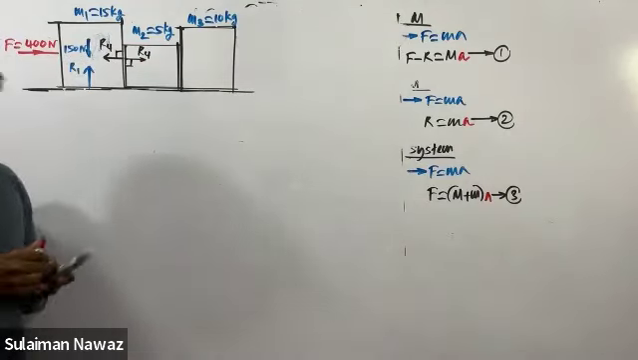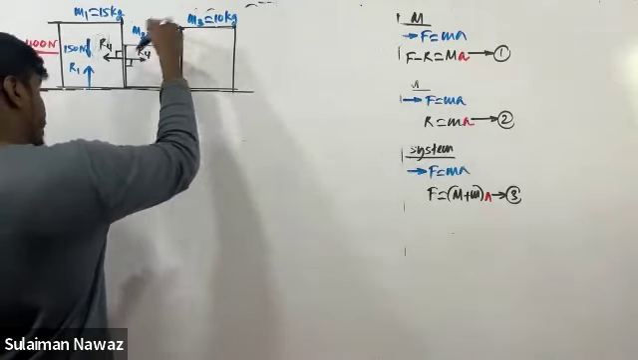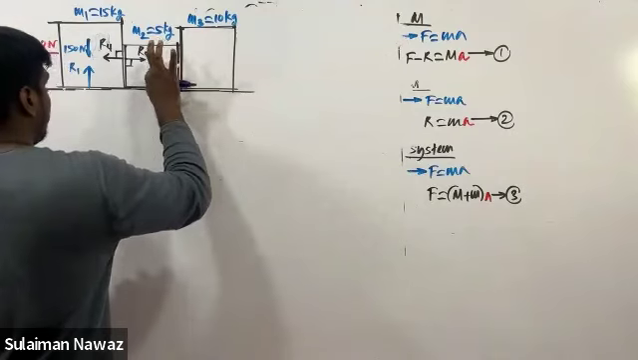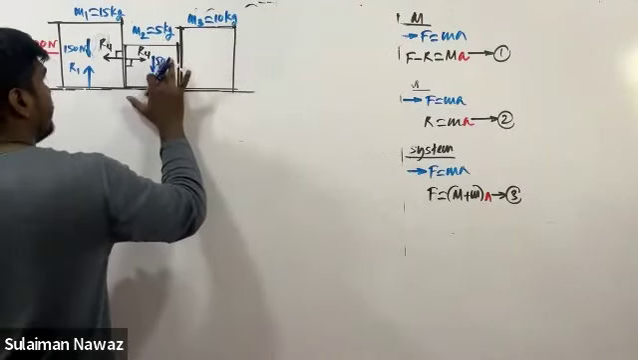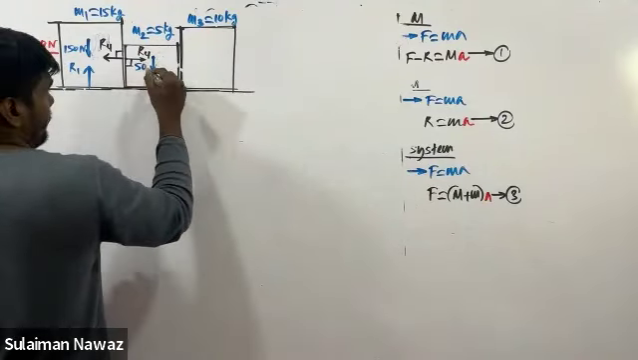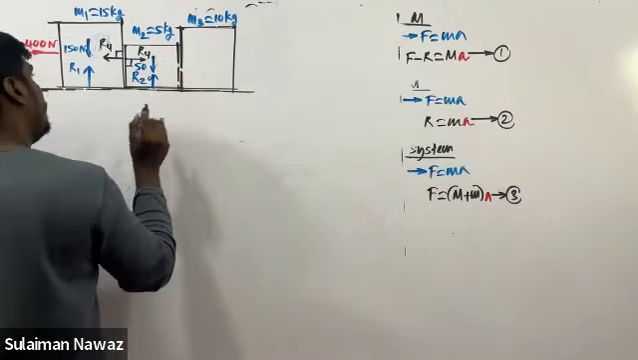When you think about the weight of M2, it is M2 times G, 5 into 10, which is 50 Newtons. The normal reaction force is R2.